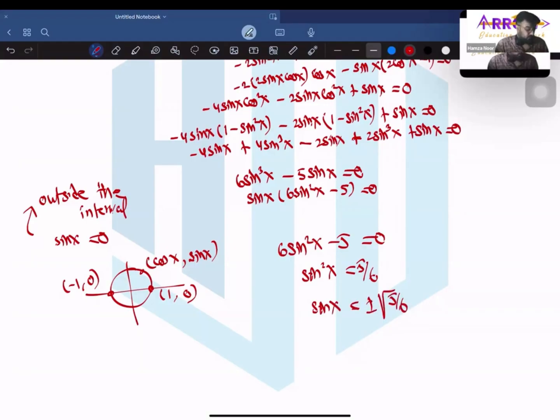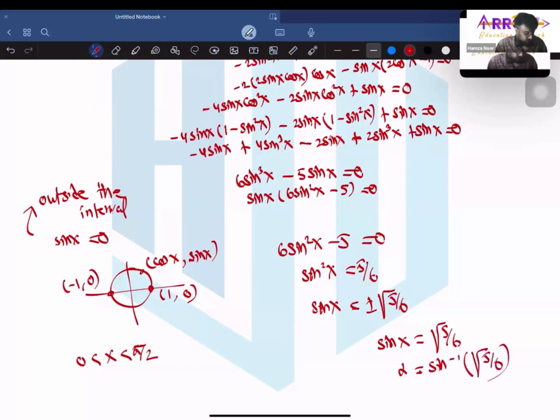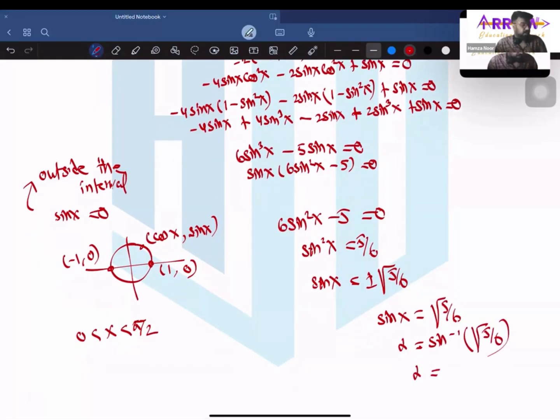What we know is that x is greater than 0 and less than pi over 2, so we are talking about the first quadrant only. And in the first quadrant, sine is positive, so we are only going to take the positive value of sine x, which is the positive square root of 5 over 6. First we are going to find the basic angle alpha, which is always acute. So basic angle alpha will be equal to sine inverse of under root of 5 over 6.